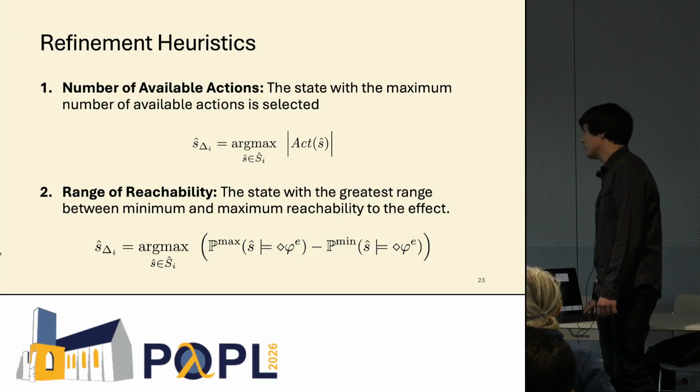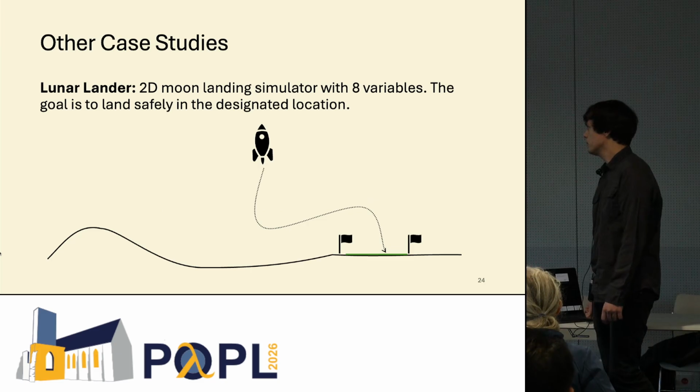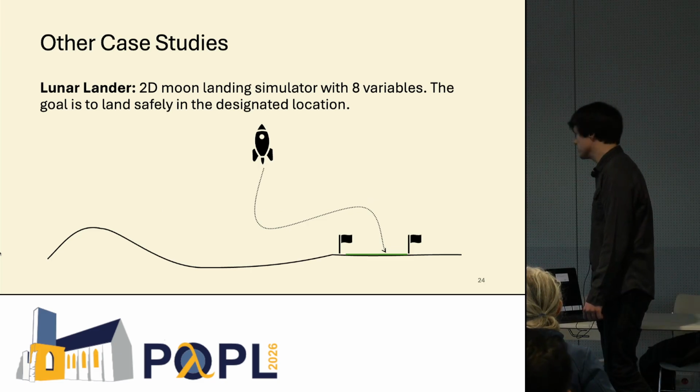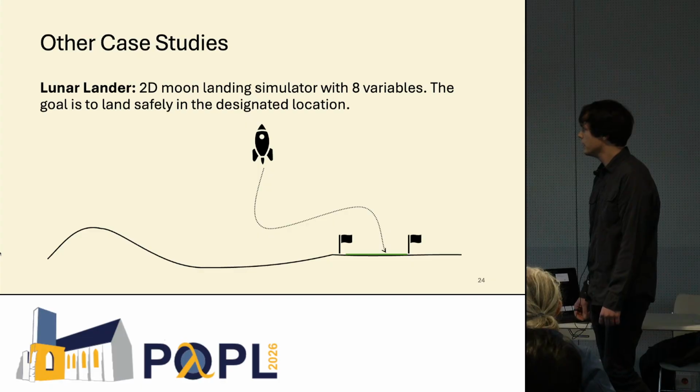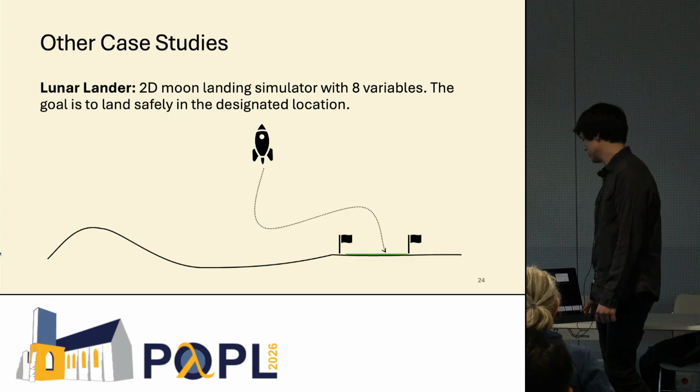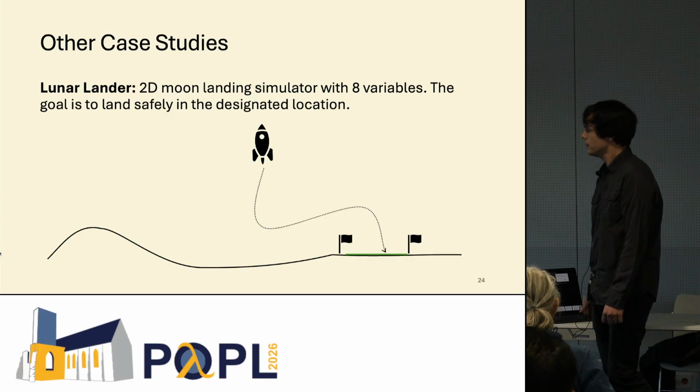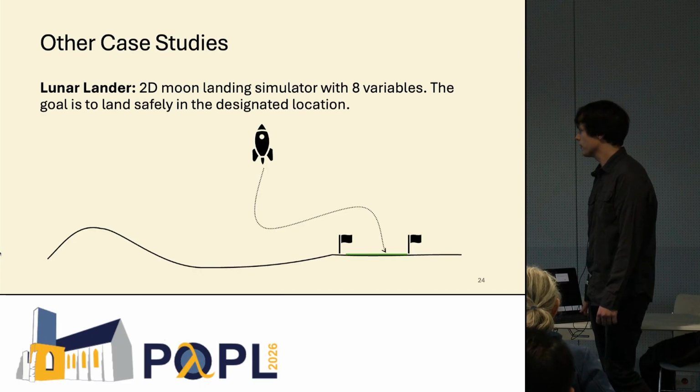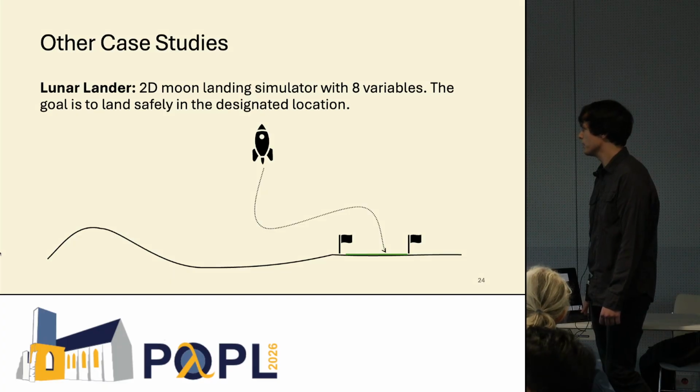In addition to our mountain car example from earlier, we also have two other case studies, the first of which is a Lunar Lander, which is a 2D moon landing simulation that has a number of variables, and the goal is to safely land between two positions on the ground and also without tipping over.